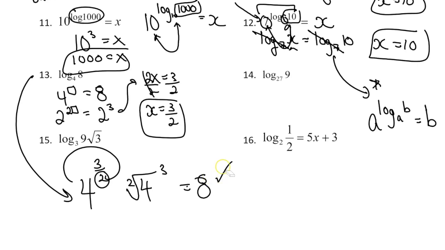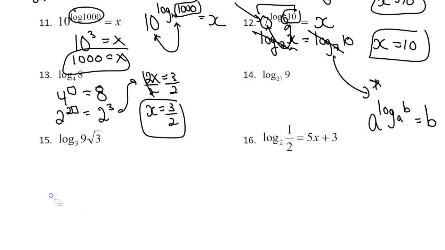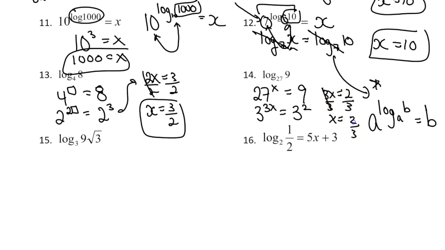Question number 14, definitely very similar in terms of the style of it. 27 to the power of, we don't know, I'm just going to call it x straight this time. 3 to the 3x equals 3 squared, bases of 3. That means that 3x is equal to 2. So x is equal to 2/3. So number 14, we have an answer of 2/3.